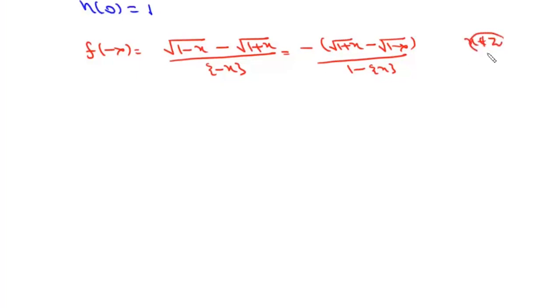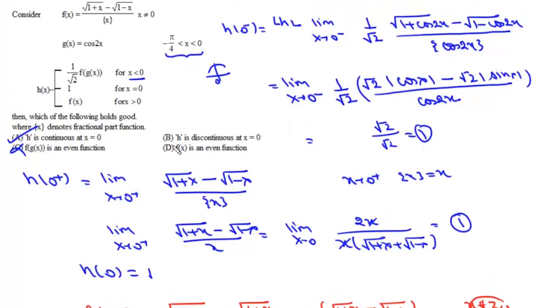In the domain of f(x), we do not have integers, but this is clearly not equal to f(x) or -f(x). So this function f(x) is not an even or odd function. That means this option D is also incorrect. So the only correct option is option A.